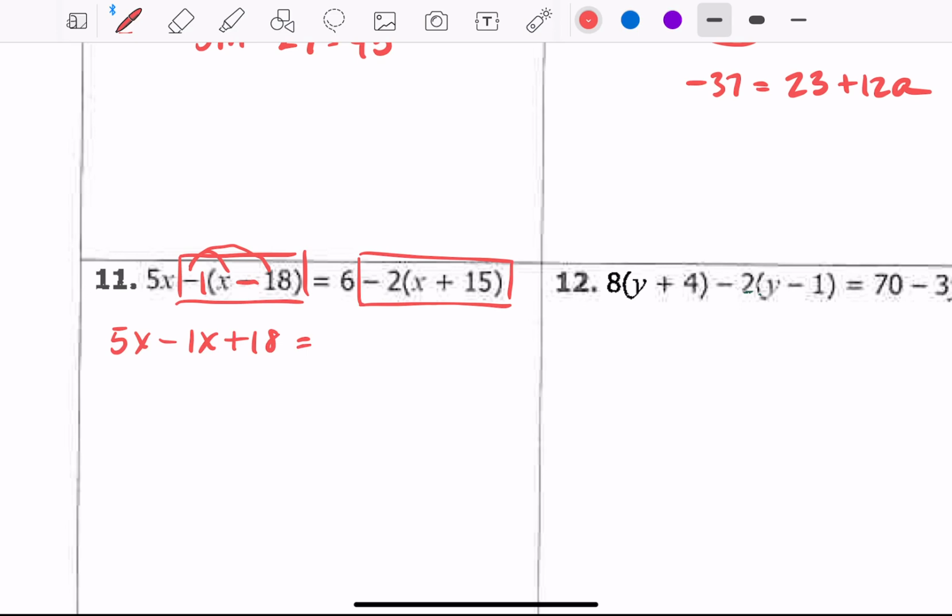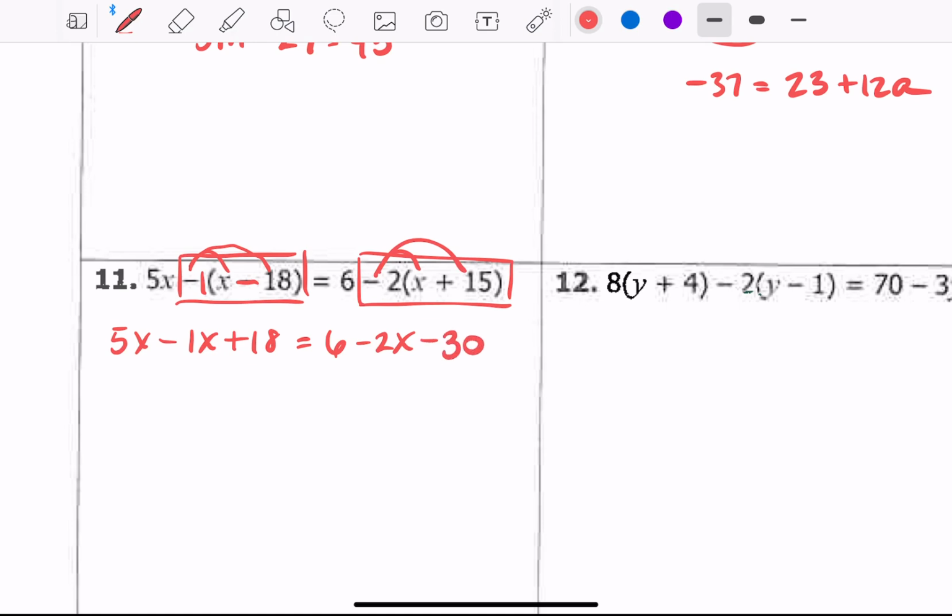So this is a really easy place to make mistakes with your signs. My 6 is going to come down. And again, a lot of people might have wanted to do 6 minus 2 there, but you are just trying to simplify the parentheses, so you're not going to do that. And then minus 2 times x is minus 2x, and then minus 2 times positive 15 is minus 30.